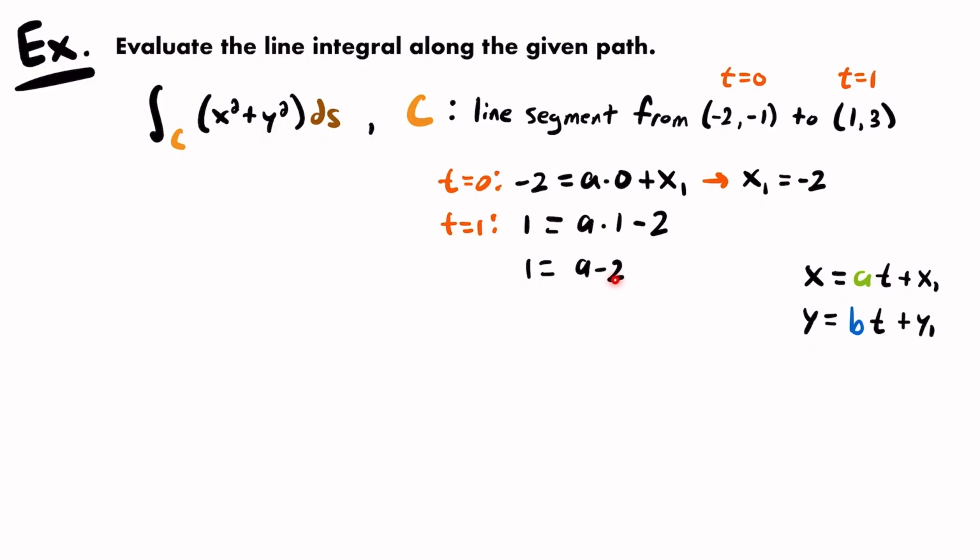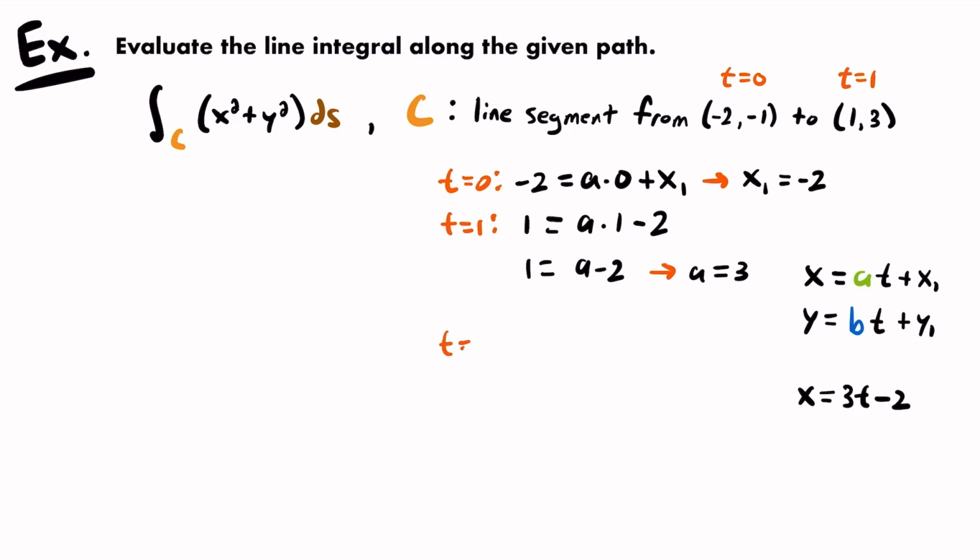You can then add 2 to both sides of the equation, and that will result in a is equal to 3. So one of our parametric equations is that x is equal to a times t, where a is 3, plus x1, which is -2. So x is equal to 3t minus 2. And then we can do the same thing for the y equation.